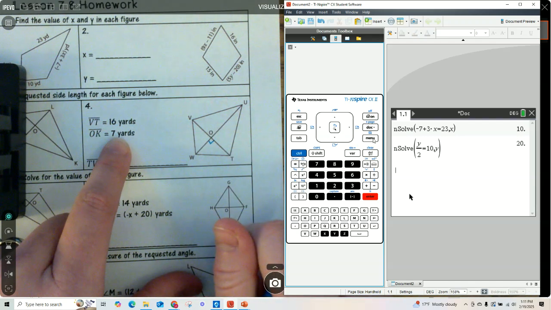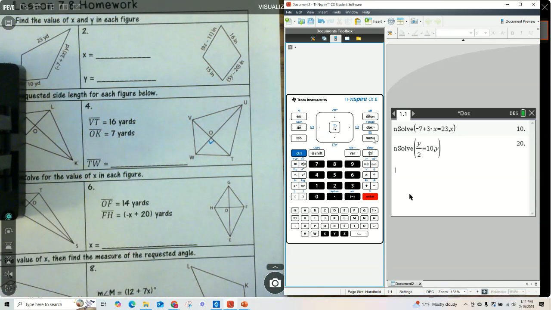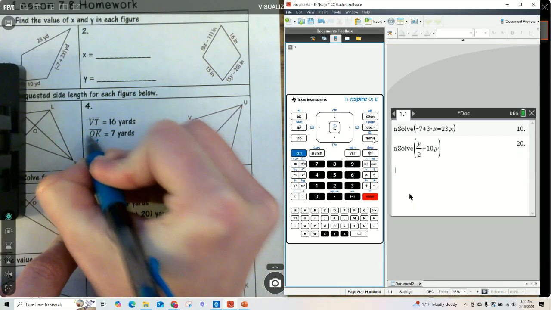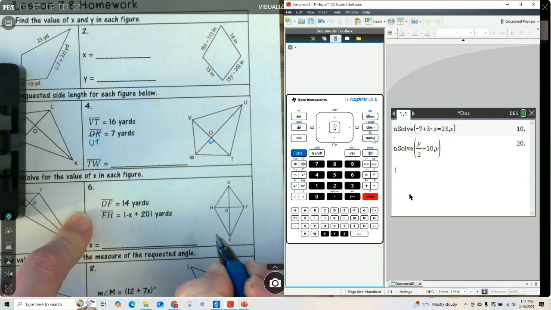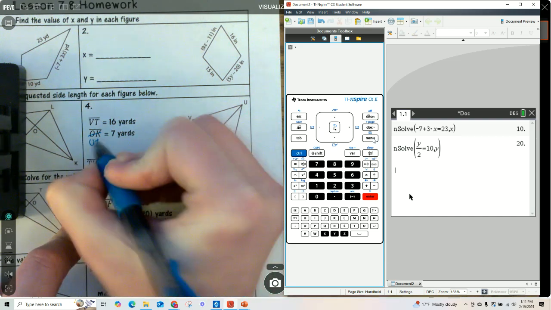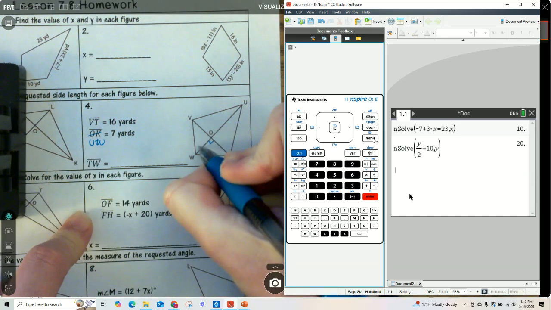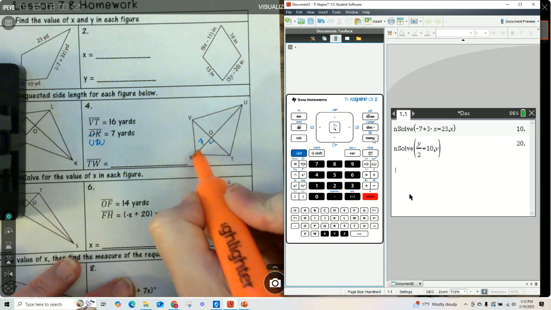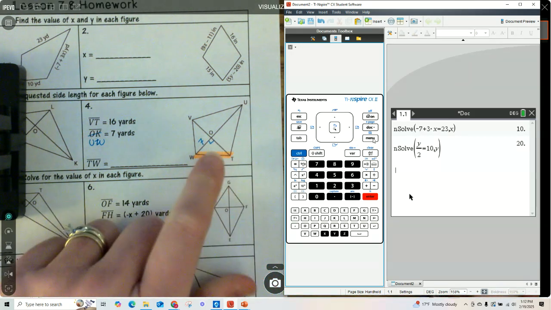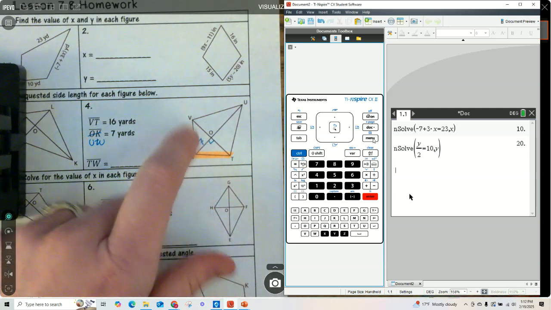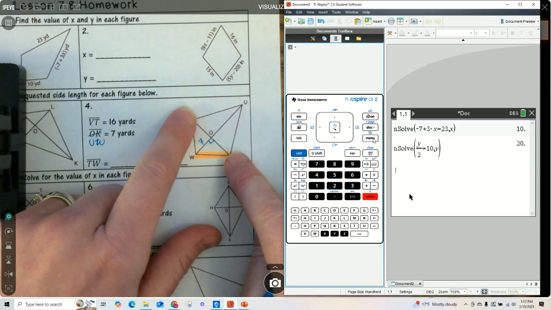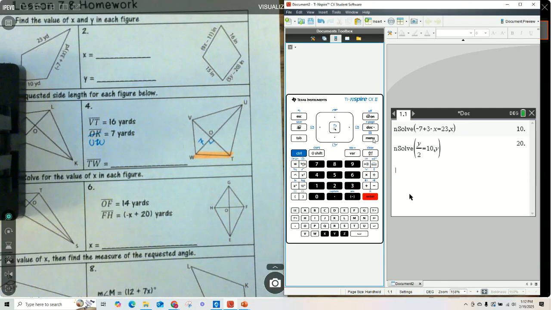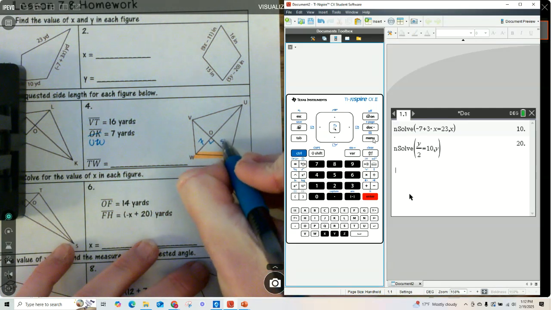OK, so from, shouldn't be O, I bet you it should be O to T. I bet you that's O to T. Nope, I think it's O to W, sorry. O to W is 7, and then we're looking for T to W. So we've got a right triangle here. So if V to T, all the way across, is 16, then halfway across, because remember the shorter one is cut perfectly in half, would be 8.